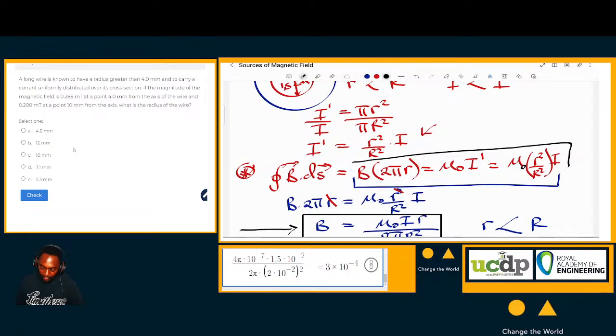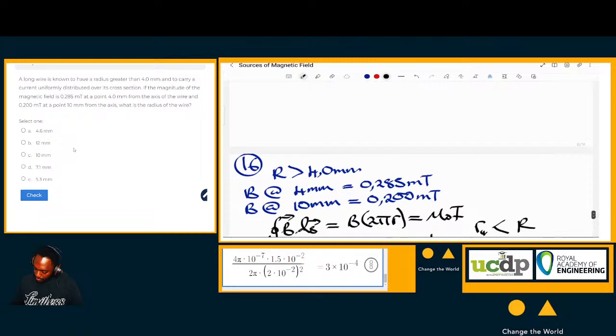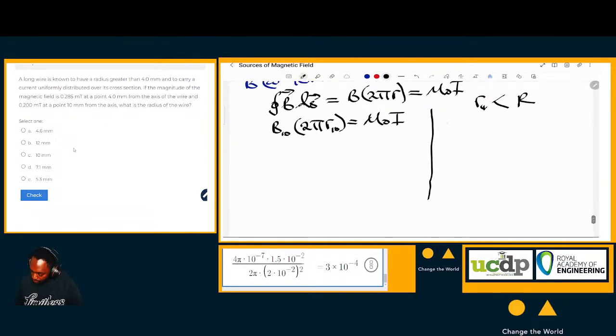So that will be B 2 pi r equals mu naught I r squared over R squared.